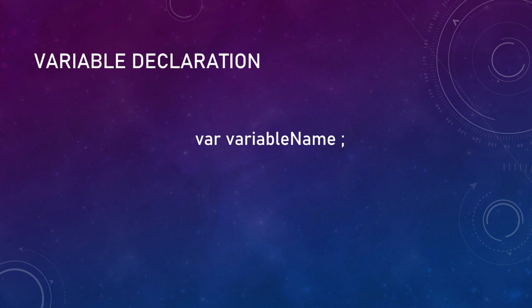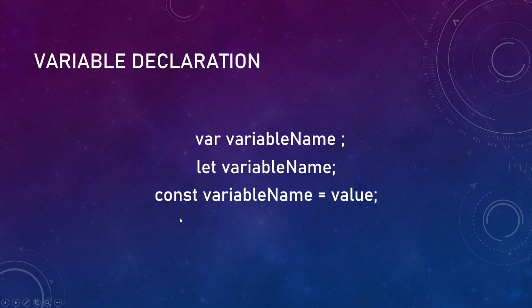Let's see the second one, let. It also follows the same pattern, let followed by the variable name. The third one is const. By the keyword itself, we can know that it will be a constant value. So const followed by the variable name. It must be initialized with some value while declaring it. Okay.